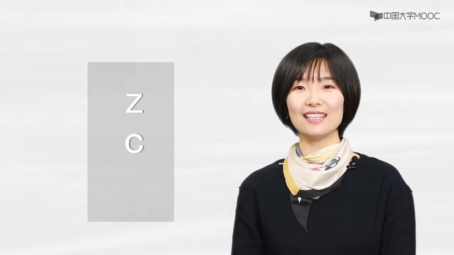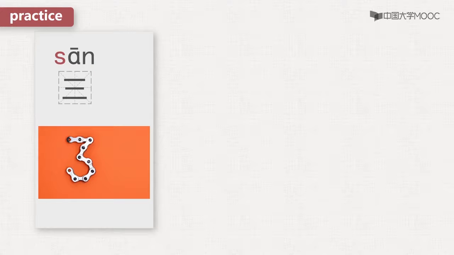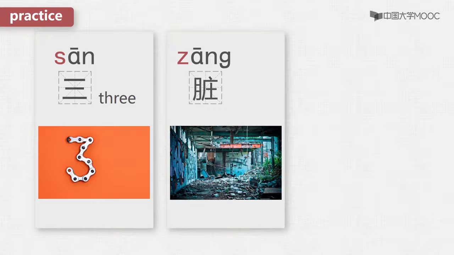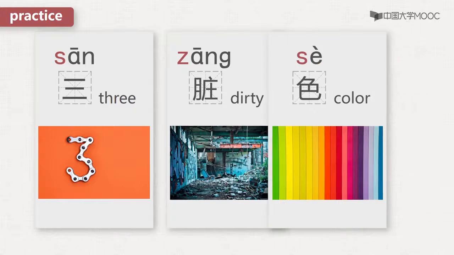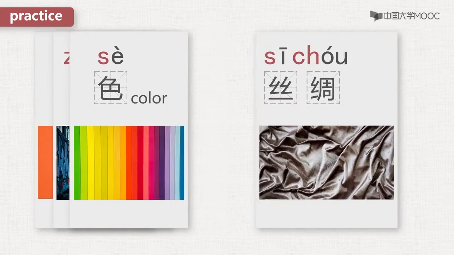So how about reading these initials one more time? No problem. z, c, s. Yes. z, c, s. Now let's practice some syllables. 思安三, 3. 资安脏, dirty. 思色, color. 丝绸, silk.